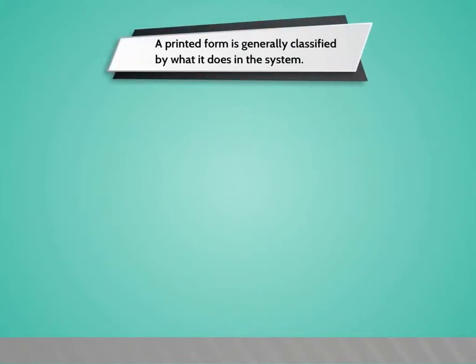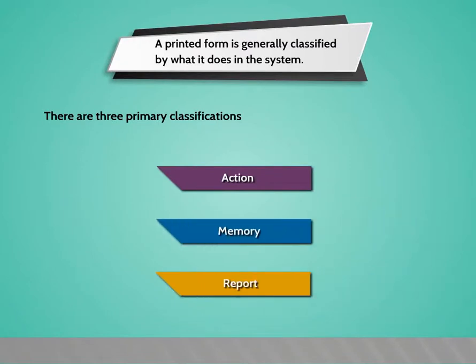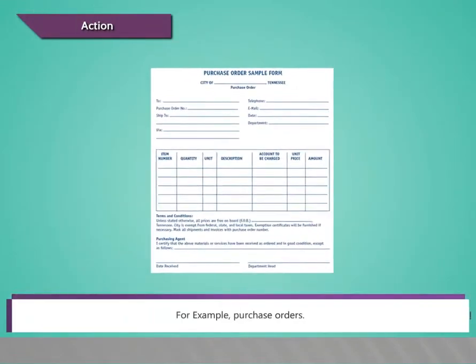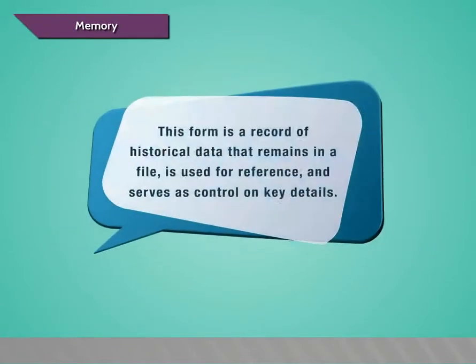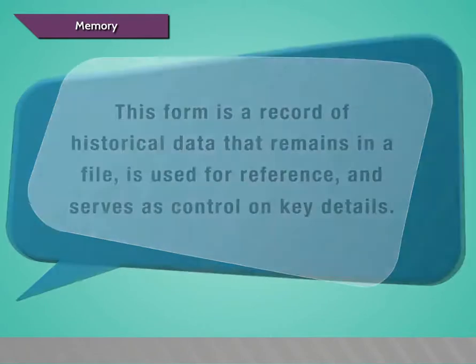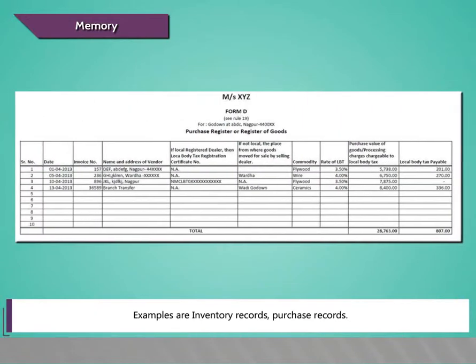A printed form is generally classified by what it does in the system. There are three primary classifications: action, memory, report. Action. This type of form requires the user to do something. For example, purchase orders. Memory. This form is a record of historical data that remains in a file, is used for reference, and serves as control on key details. Examples are inventory records, purchase records.